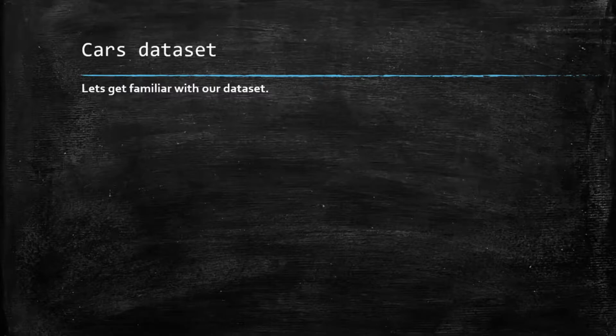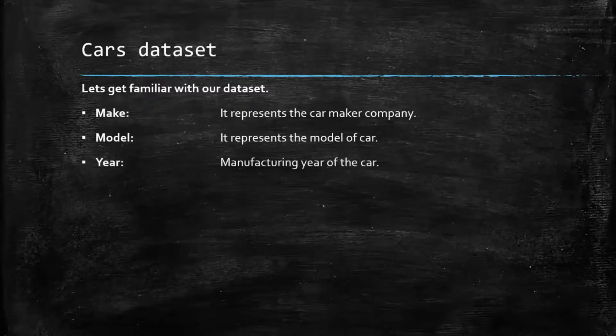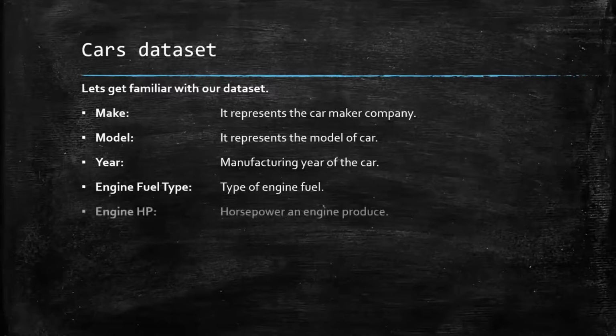First of all, let's get familiar with our data set and know what our columns are about. Make. This column represents the car making company. Model. It represents the model of the car. Year. It represents the manufacturing year of the car. Engine fuel type. This column tells us the type of engine fuel. Engine HP. It represents the horsepower an engine produces.